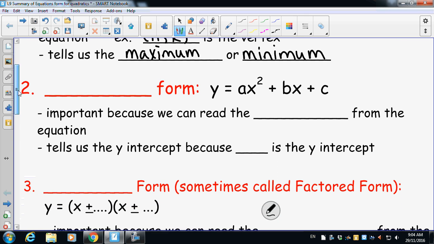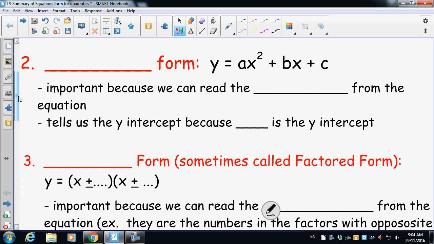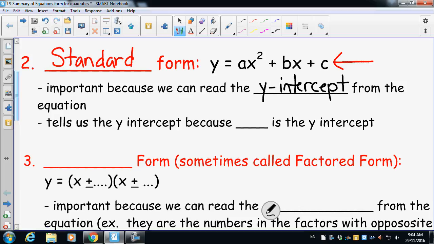The second form that we've looked at, and I don't think we've actually called it this, is standard form. And standard form looks like what you're used to seeing before you factor. Y equals ax squared plus bx plus c. Standard form is very important because it has its own use as well. The standard form is important because we can read the y-intercept directly from the equation.